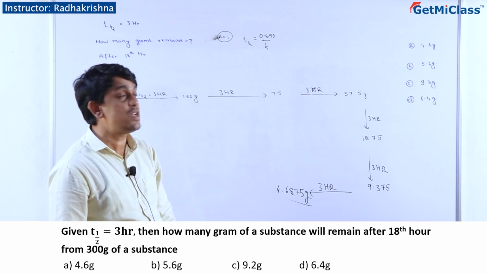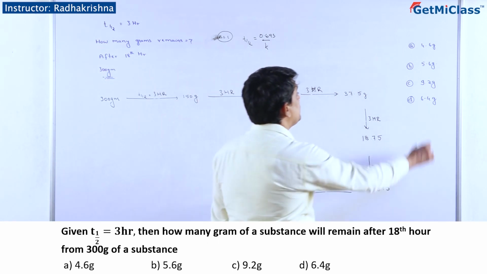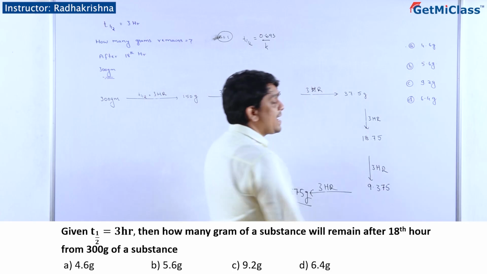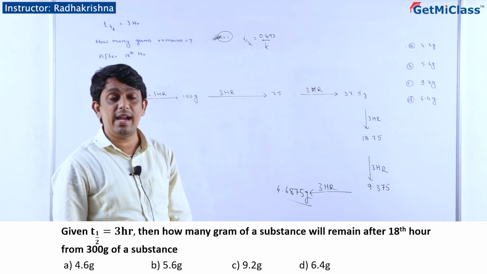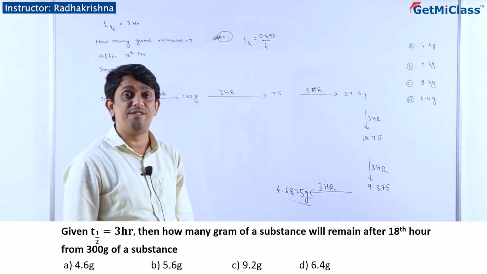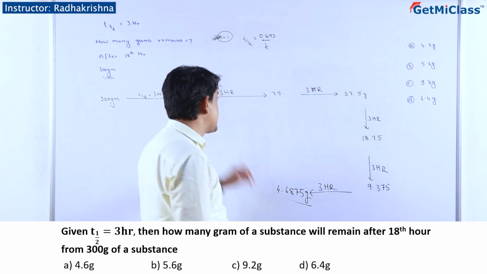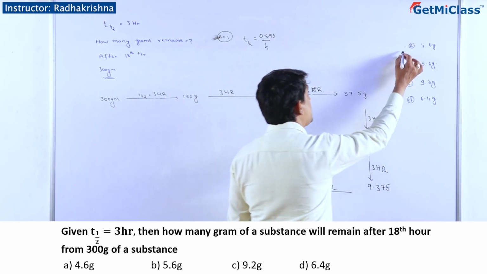4.6875 gram of the radioactive substance will remain. That is given at option A. Let me tell you, every radioactive decay follows first order kinetics. So the answer here is option A.